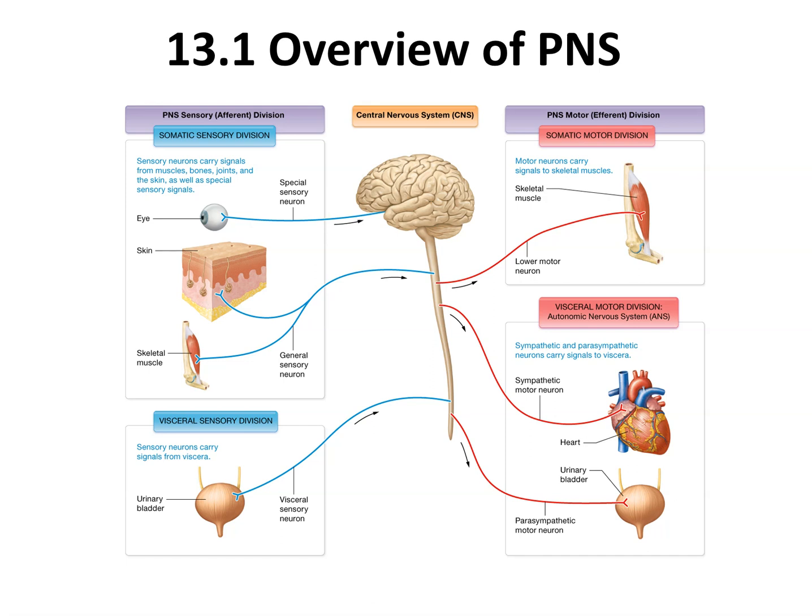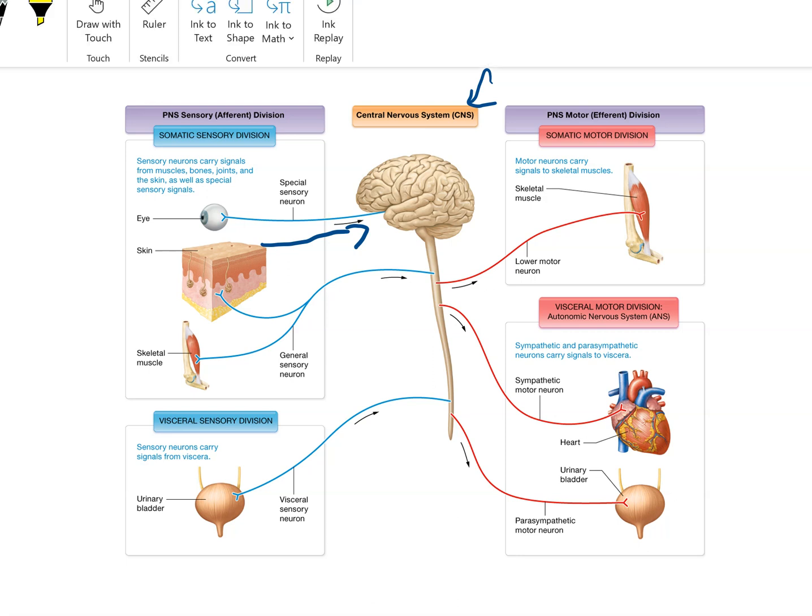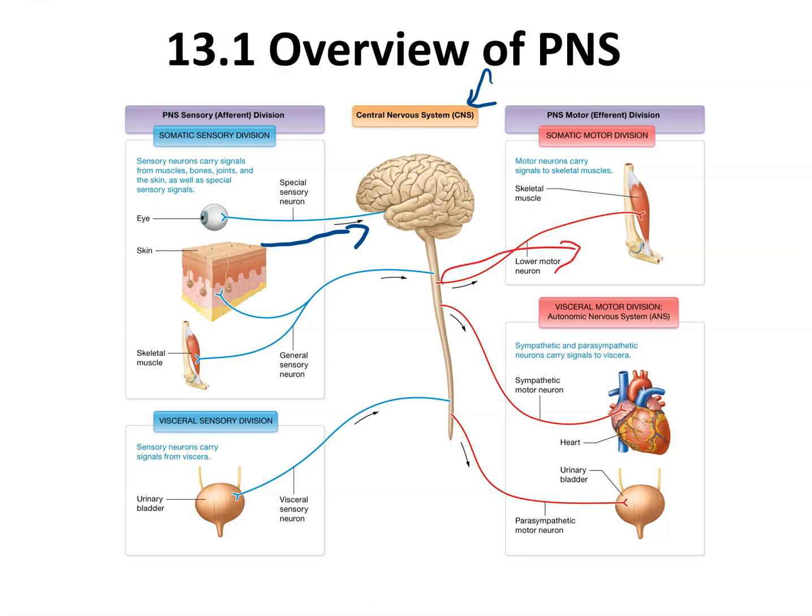Hi, for this lecture, we're going to jump over to chapter 13 and start looking at some of the structures of the PNS. Now remember, the peripheral nervous system is everything except for the brain and spinal cord. And when we look at the peripheral nervous system, it's mainly carrying information either to the brain and spinal cord, or it's carrying information away from the brain and spinal cord. And so this information is termed based on where it's coming from or going to.